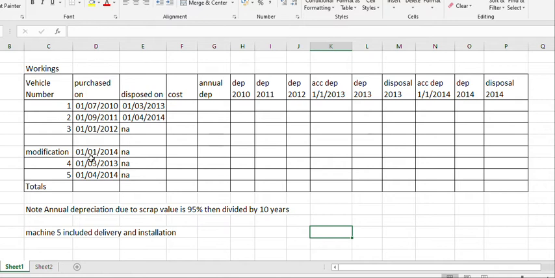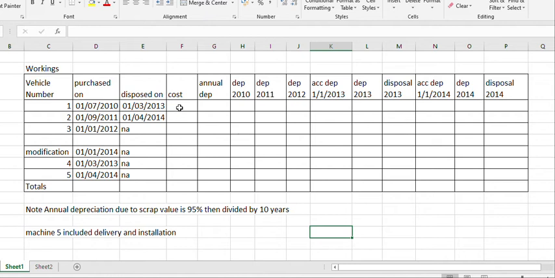The modification on vehicle 3, that's why I've put it in here after vehicle 3, was done on the 1st of the 1st 2014. You might ask, why is there a gap there? I'll explain that in a second. And this is still held. Vehicle 4 was bought on the 1st of the 3rd 2013, and we still have it. Vehicle 5, 1st of the 4th 2014, we still have it.